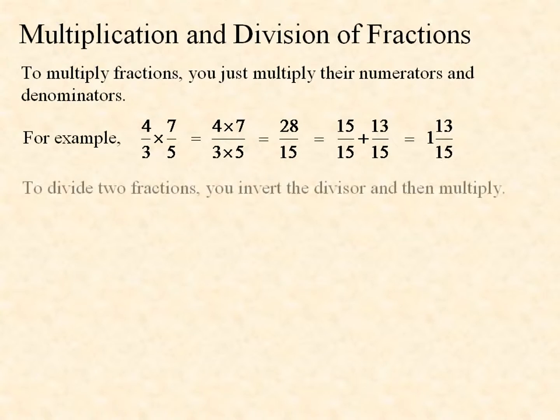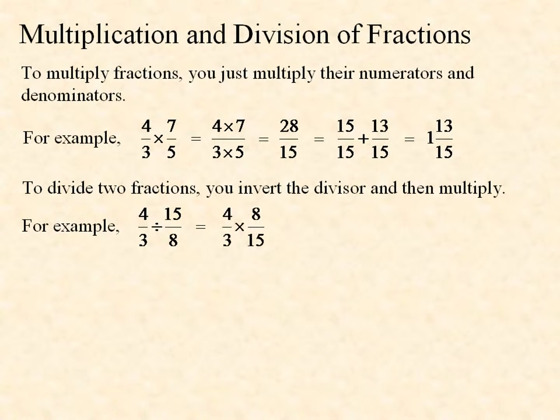To divide two fractions, you invert the divisor and then multiply. For example, 4/3 divided by 15/8, we invert the 15/8 and get 4/3 times 8/15, and that is 4 times 8 over 3 times 15, which is 32/45. That one doesn't reduce.